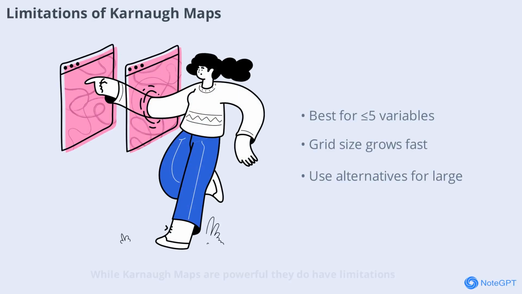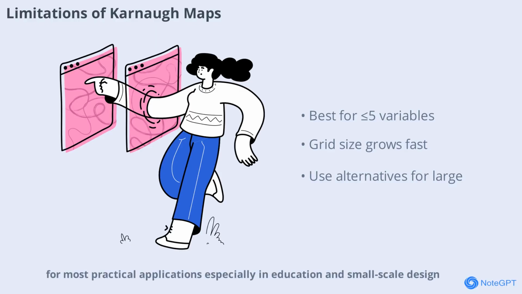While Karnaugh maps are powerful, they do have limitations. They become unwieldy with more than 4 or 5 variables as the grid size grows exponentially. For very large functions, other methods like the Quine-McCluskey algorithm or computer-aided tools are more practical. However, for most practical applications, especially in education and small-scale design, K-maps remain invaluable.